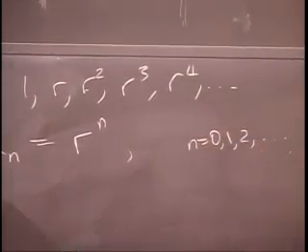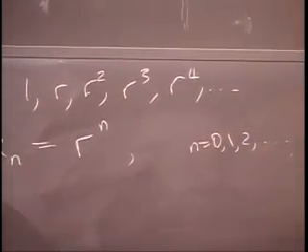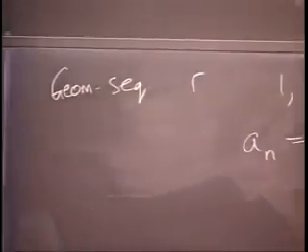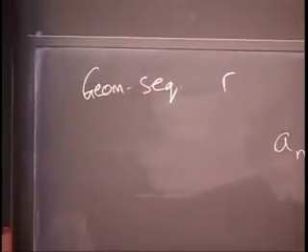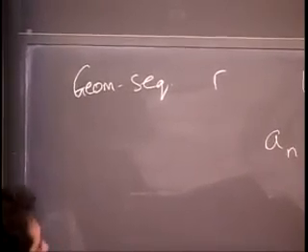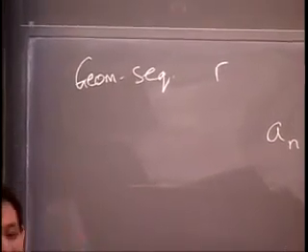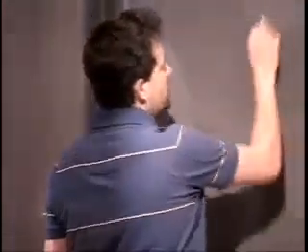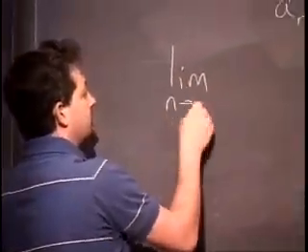So actually, sequences don't have to start at 1. They could start at 5 or 0 or 7 or any other positive number. You could even start it at a negative number if you want to. But that doesn't seem to be very common. Okay, well, at least not in this course. So we have a_n is r to the n, and this is the geometric sequence of ratio r. So the question is, what is the limit of that sequence?